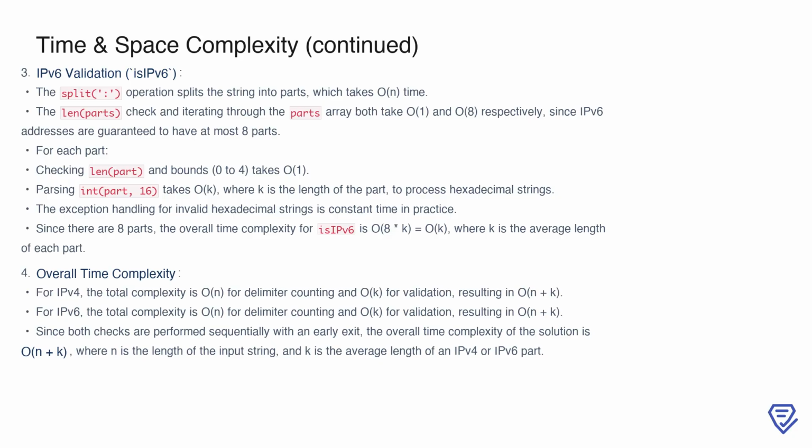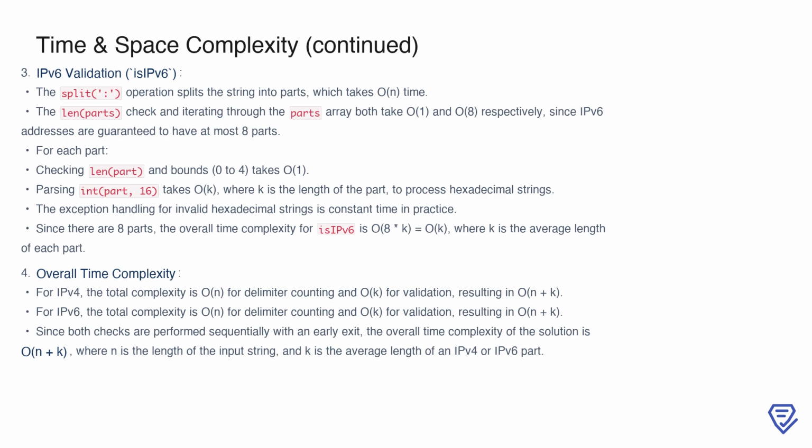Parsing a hexadecimal string involves processing each character, which takes O(k) time for a part of length k. With 8 parts, this results in a total time complexity of O(k) for IPv6 validation. Combining this with the delimiter counting step, IPv6 validation has a total complexity of O(n plus k).